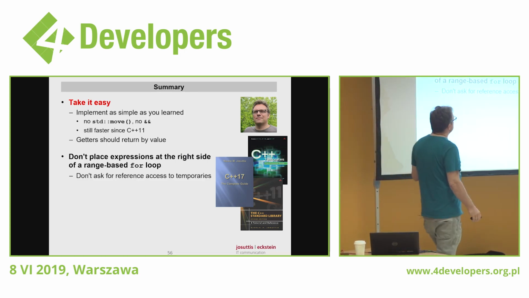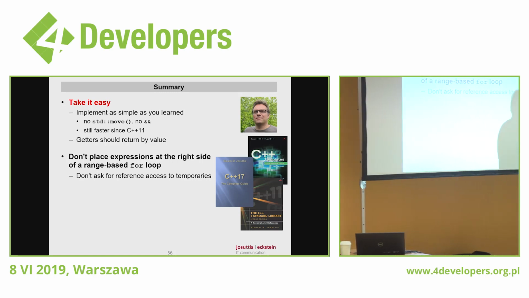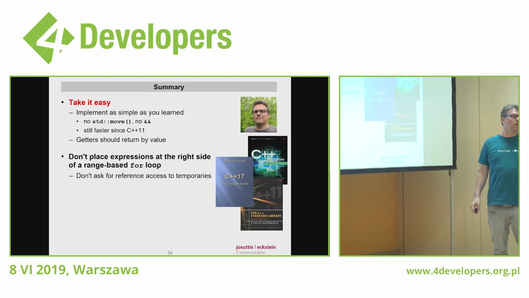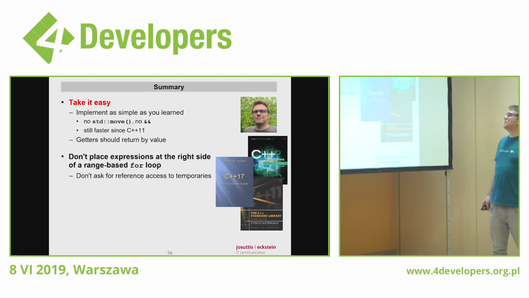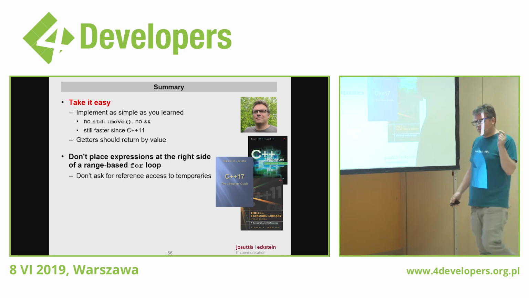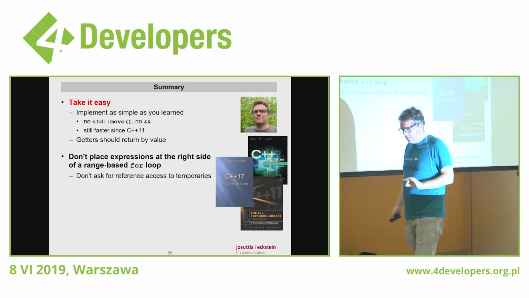Don't place expressions at the right side of a range-based for loop unless you know that there is no function involved that returns something by reference. The range-based for loop is only one application of this problem. I could create others. It is the most intuitive one and the one where you don't see the problems immediately. So don't ask for reference access to temporaries. That's the general problem we have, because the lifetime of the temporaries is not extended.